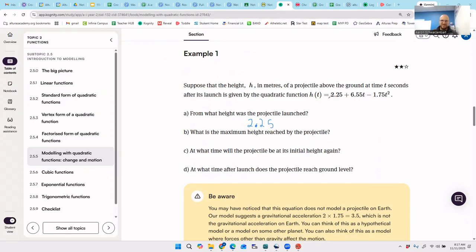Sometimes they write it that way because they don't like the negative at the front. I just prefer to put the negative at the front. What is the maximum height reached by the projectile? In a quadratic, how do I find the maximum? Yep, negative b over 2a, and I'll need to find the y coordinate. The negative 6.55 over 2 times negative 1.75.